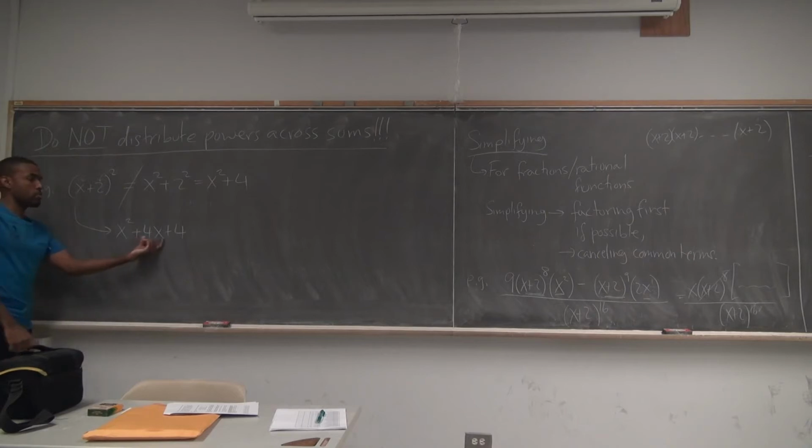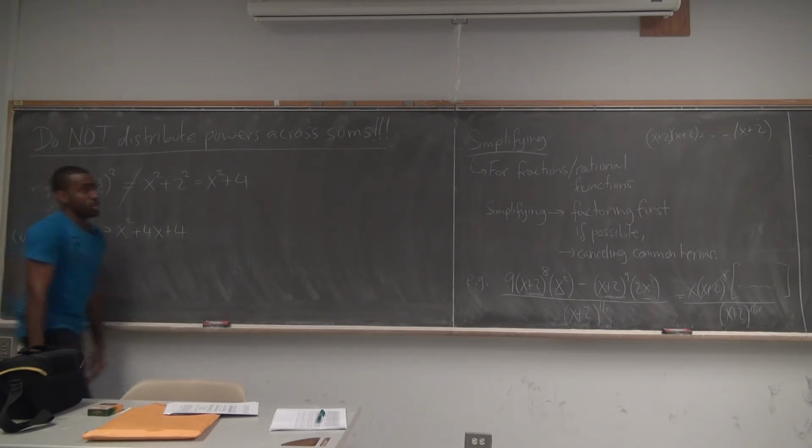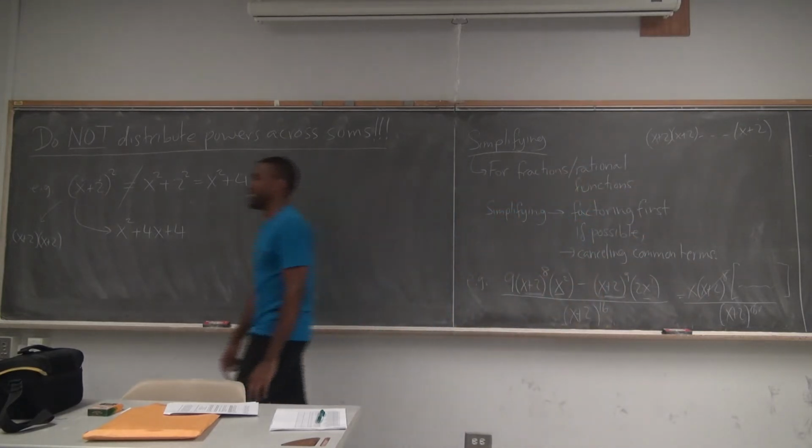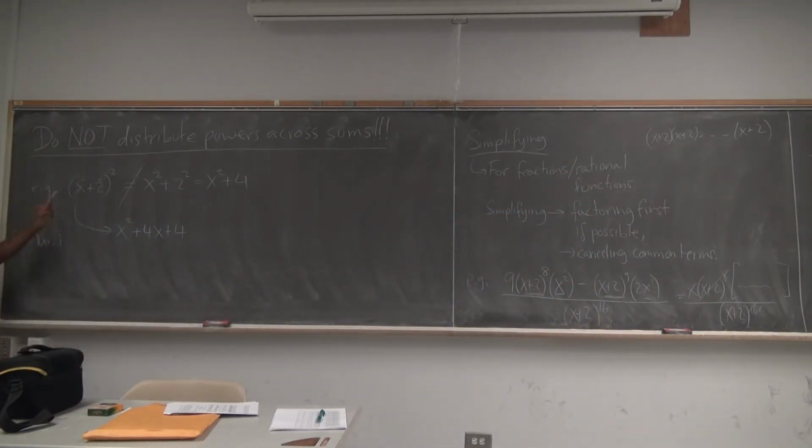That's what it is, right? You're missing this whole middle term. Because what this guy is doing, it's actually taking x plus 2 times x plus 2, right? Even this kid understood that concept, but he still went the wrong way. And you have to FOIL and multiply out.